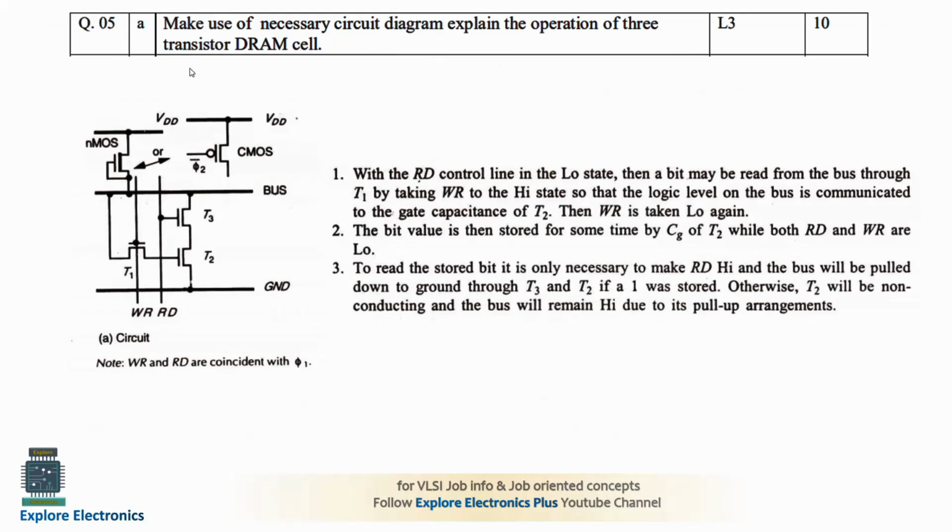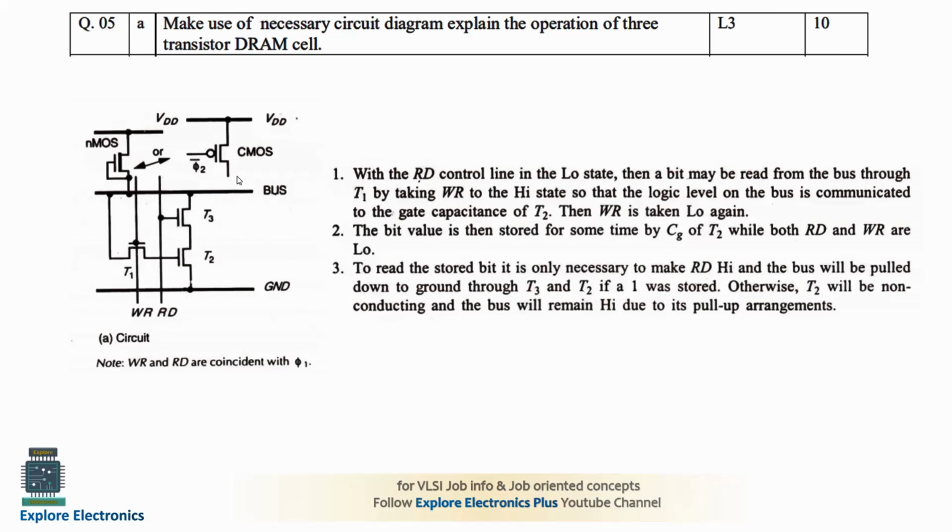Explain the operation of 3 transistor DRAM cell. So the question is on DRAM. We need to explain the 3 transistor based DRAM cell. So here is the circuit. In this circuit, you can see there is an NMOS depletion transistor which works as the pull-up transistor. In the pull-down, we will be having three transistors T1, T2 and T3. These three transistors are responsible for storing the data and retrieving the data.